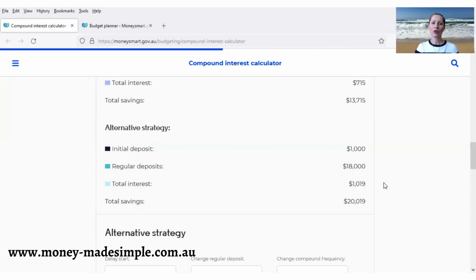So if that's your goal, and again, it's good to have a goal, because saving is a bit like learning a language. If you don't have a reason to do it, or like me, I've always wanted to learn French. I went to the French school and started to learn. It was great.